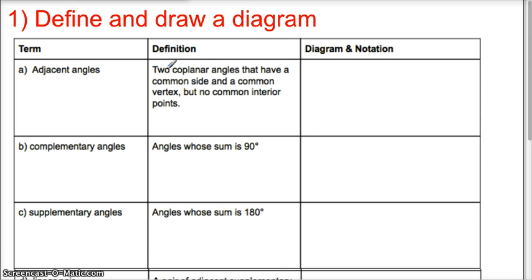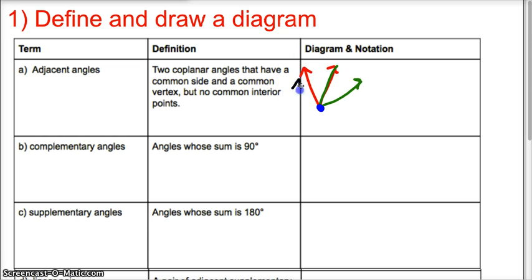Adjacent angles are two coplanar angles that have a common side, a common vertex, and no common interior points. When we talk about coplanar, it just means they're on the same plane, on the same piece of paper. So we have two angles. Here's one angle, and here's the other. And if you notice, they're sharing this side up the middle and this common vertex.